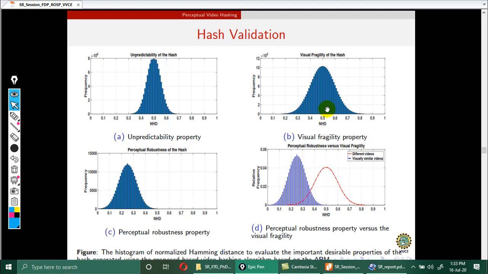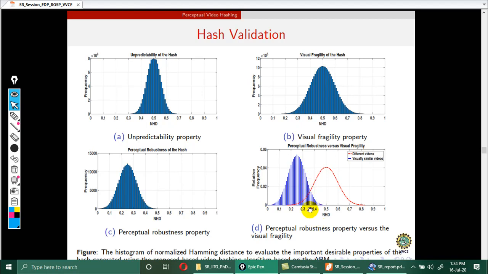Now for different videos the hash should be different. So how do we check that? Its normalized Hamming distance value should be around 0.5. If it is a perceptually similar video, its normalized Hamming distance should be around 0. This is what it is. Now if I superimpose these two things, I get this. Here the one in red indicates different videos, and the one in blue indicates visually similar, or perceptually similar, videos.